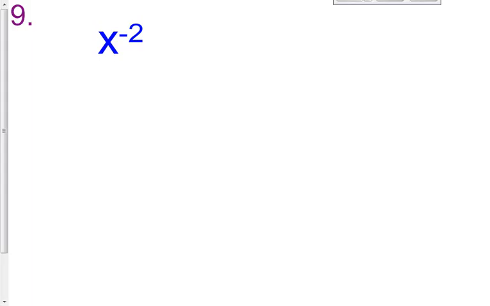Hi class, moving on to numbers 9 through 14 on our notes for today, which is 5.7. With these problems, the directions are to evaluate each expression. With 10, 11, 12, 13, 14, what we want to do is evaluate them in such a way that our answer is going to be a rational number. It's either going to be an integer or else it's going to be a very easy fraction.